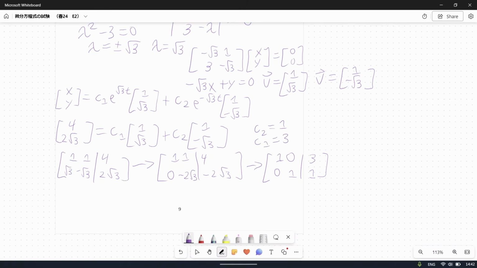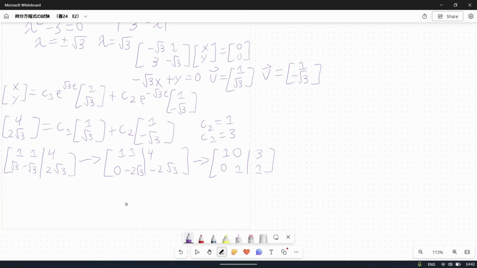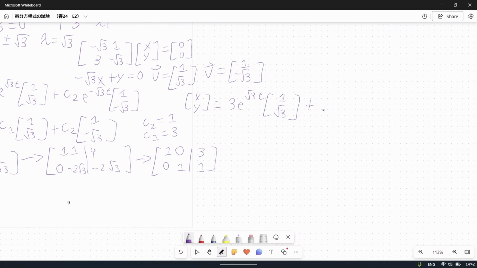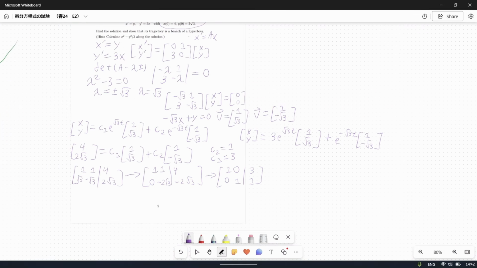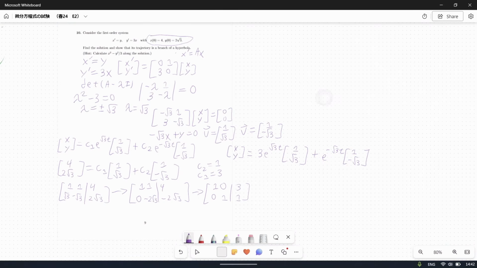And so we've solved the initial value problem, so the particular solution for this IVP is going to be equal to x, y is equal to 3e^(root 3 t) times (1, root 3) plus e^(negative root 3 t) times (1, negative root 3). And so now we have all the information we need to show that the trajectory of this solution is going to be the branch of a hyperbola.